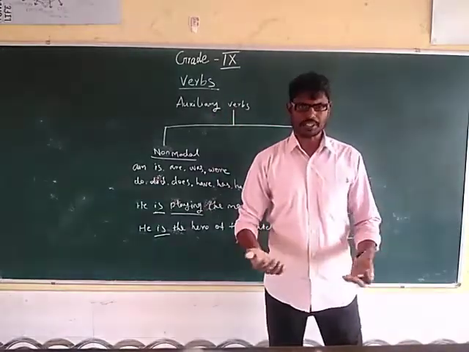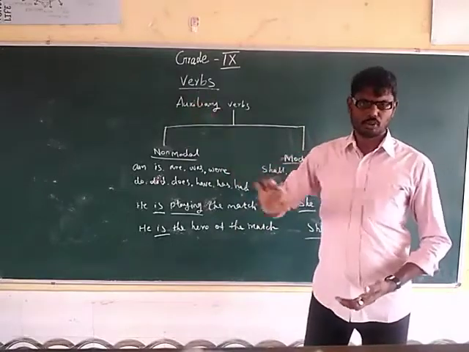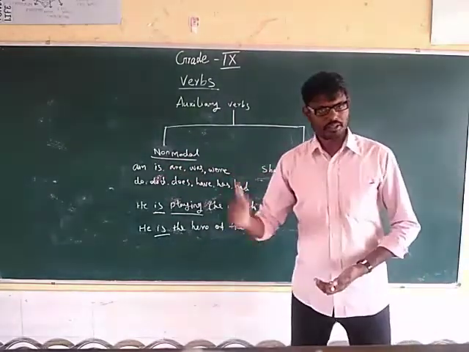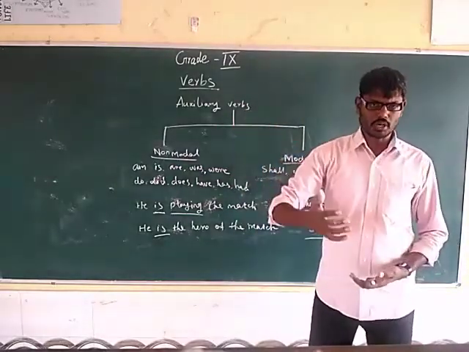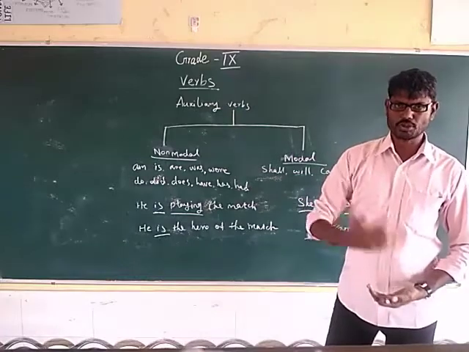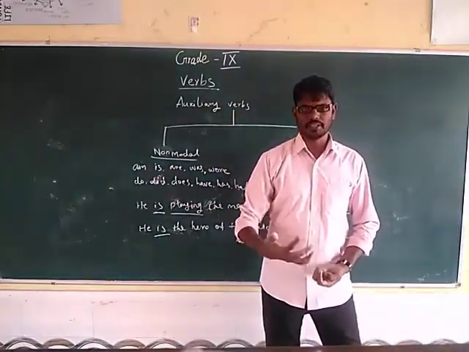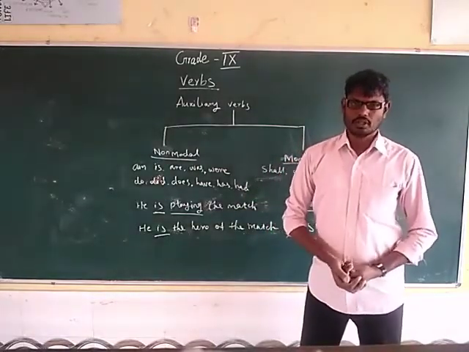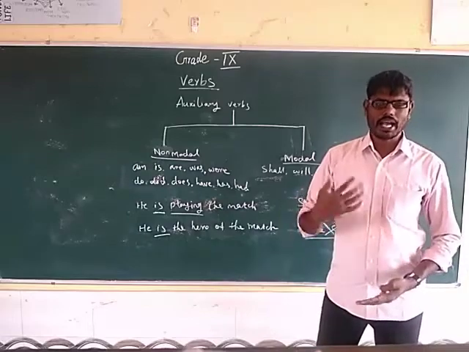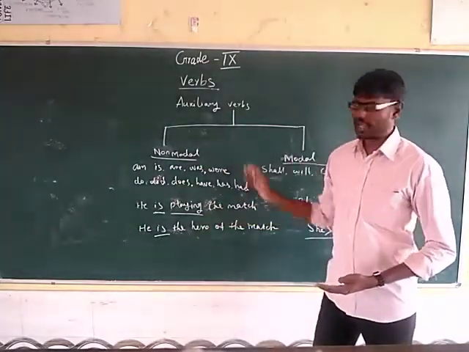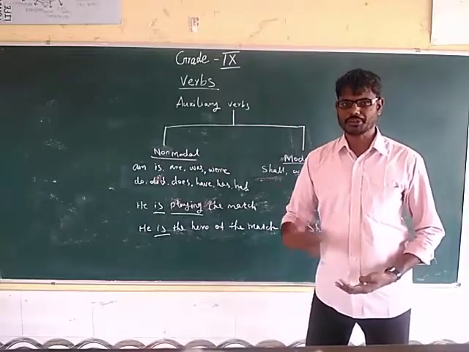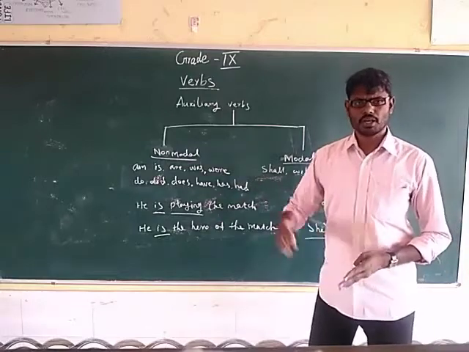Now auxiliary verbs. Auxiliary verbs again can be classified into two categories. One is non-modal auxiliary, another one is modal auxiliary verbs. Auxiliary verbs are also called helping verbs. What are helping verbs? You know that am, is, are, was, were are be form verbs. All these be form verbs we can also use as helping verbs. And do, did, does are do form verbs. Have, has, had are have form verbs. Along with these, shall, should, will, would, can, could, may, might, must, ought to, used to. These verbs are also called auxiliary verbs.